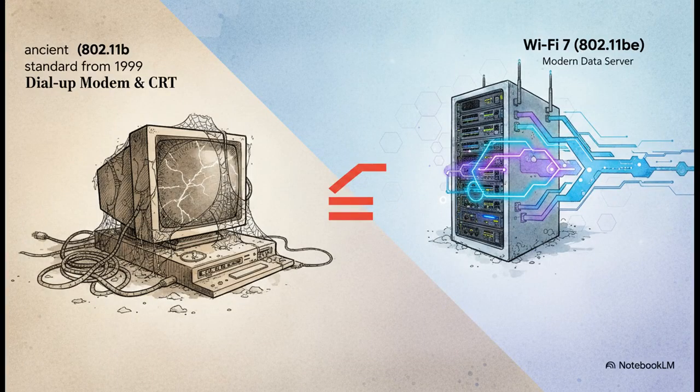And hey, a quick but really critical point for all you network engineers. When we say Wi-Fi 7, we're talking about the IEEE standard 802.11be. Please, please do not get this confused with the ancient 802.11b standard from way back in 1999. They are worlds apart, and mixing them up, well, let's just say, can lead to some very interesting support tickets.